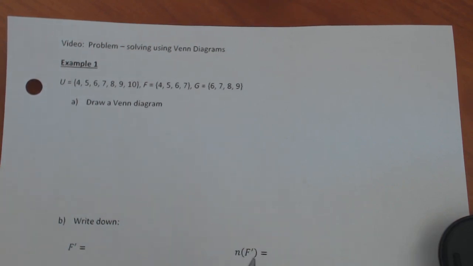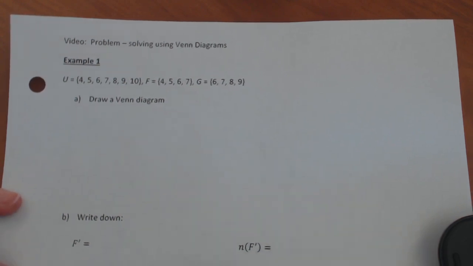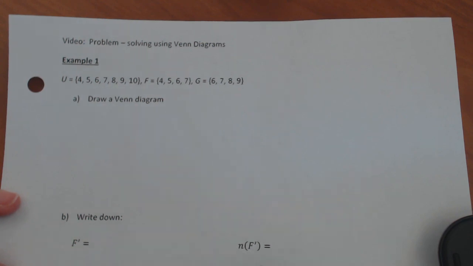Today we are going to be problem solving using Venn diagrams. So this first problem you've seen before, and I'm actually introducing the notation again to make sure that you understand the difference between when you're looking for the numbers in a set and when you're looking for how many numbers there are in the set.